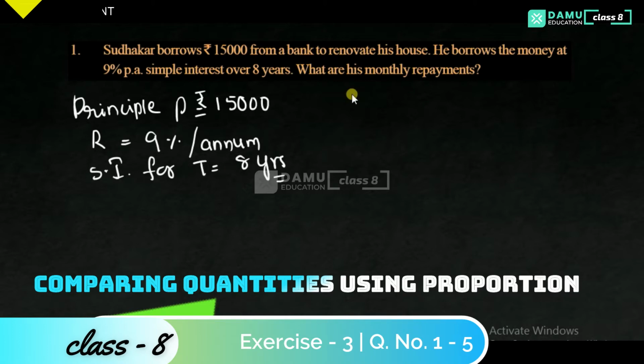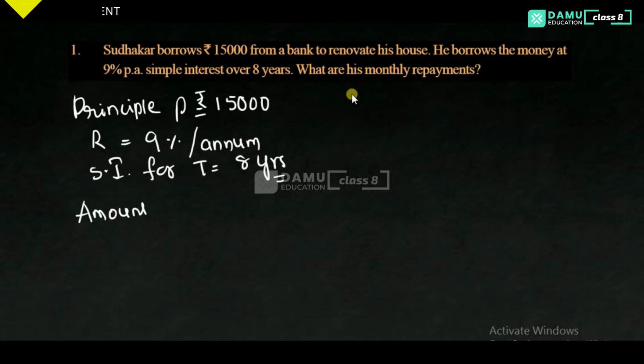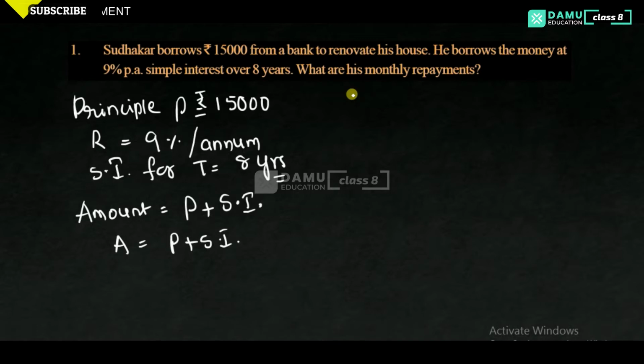That is time. So they have given P, T and R values and we have to calculate what is the total amount he has to give. What is the formula of amount? Amount will be equal to principal plus simple interest. So if we add interest to the principal, we get the amount. So we have to calculate simple interest in order to calculate amount.